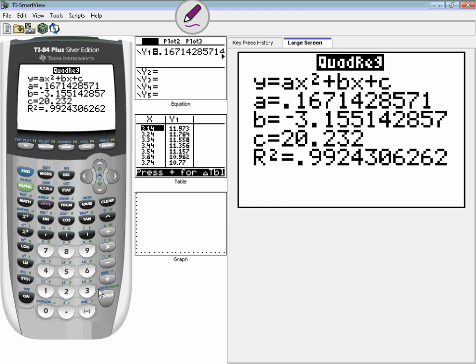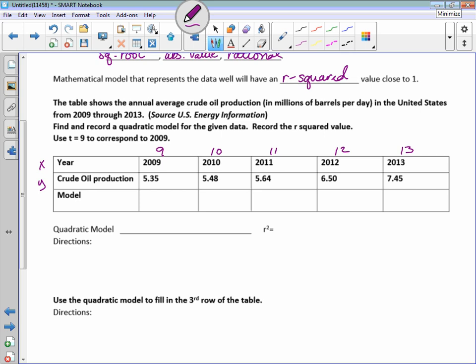All right, so I'll go back to my note sheet. So we've got our equation, 0.167x squared minus 3.155x plus 20.232. And our r squared was 0.99.